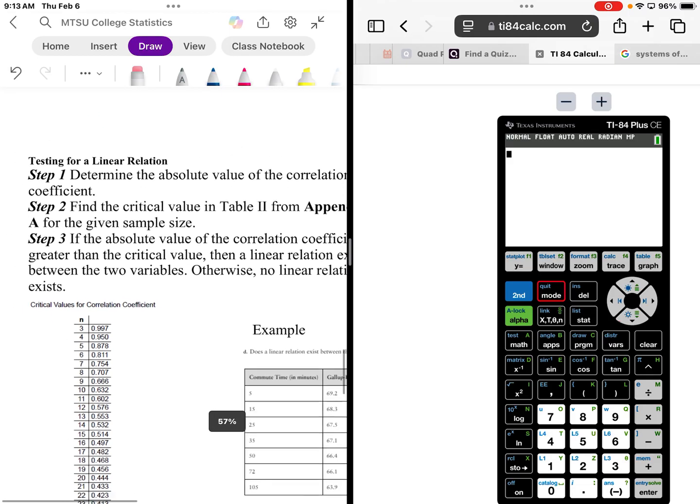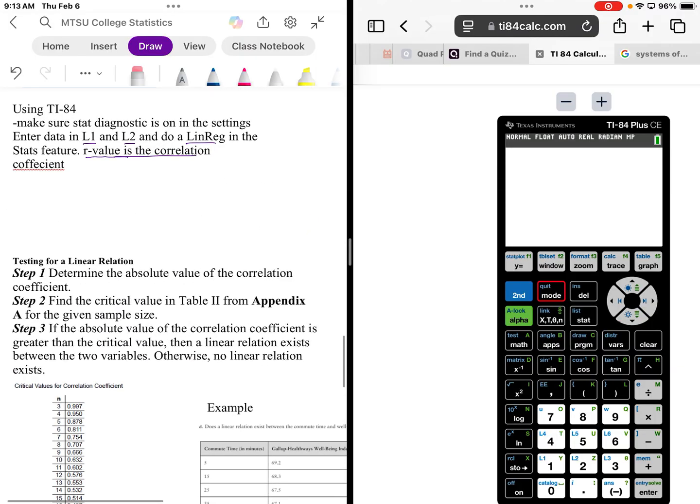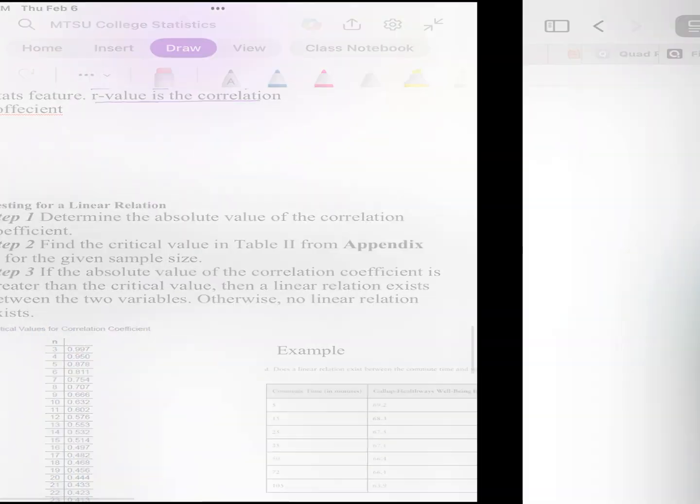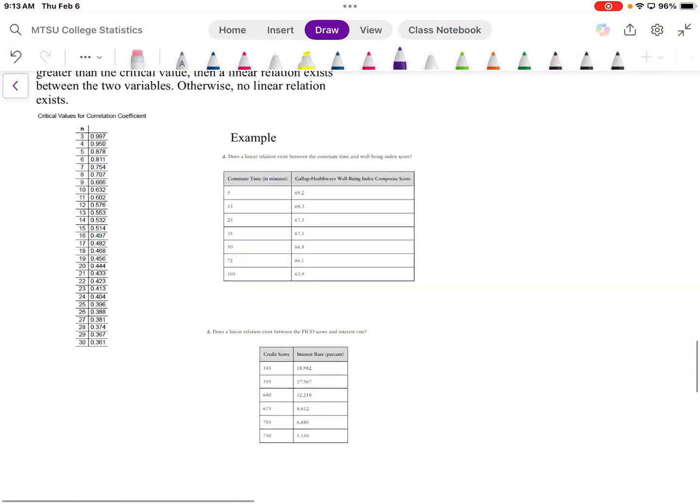Let me scroll that over there. Let me see what this is.